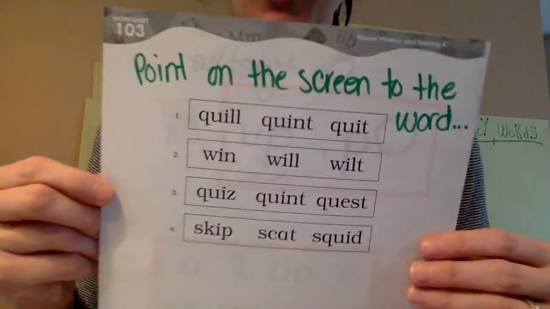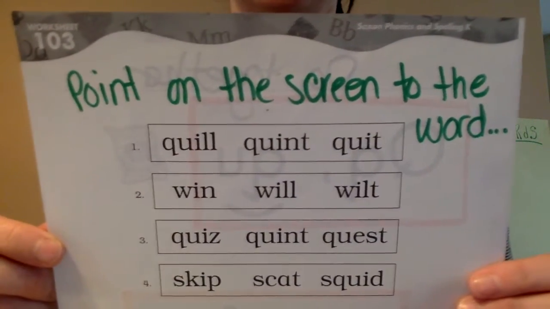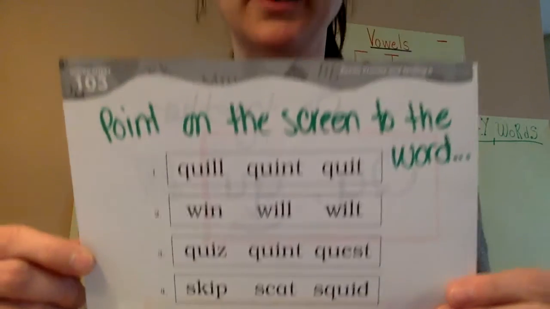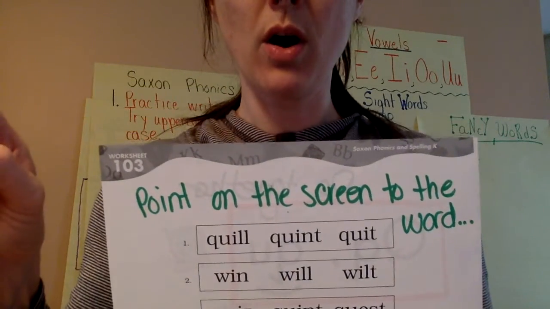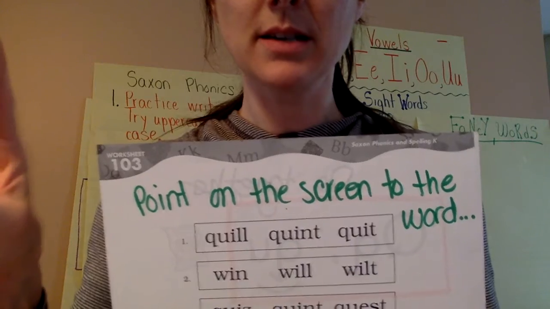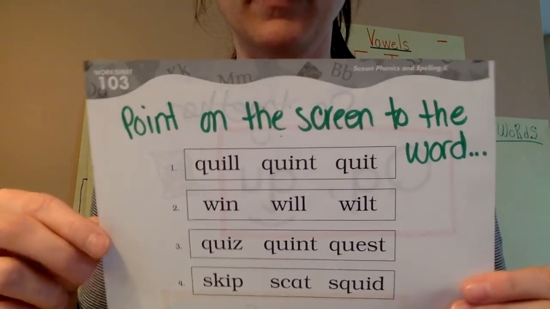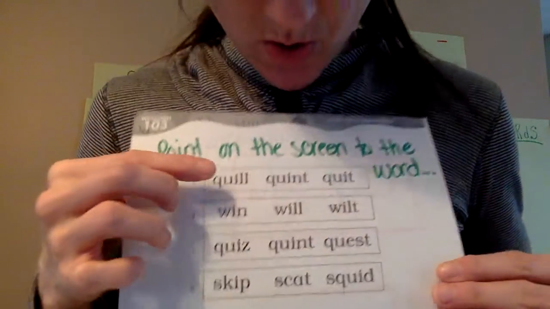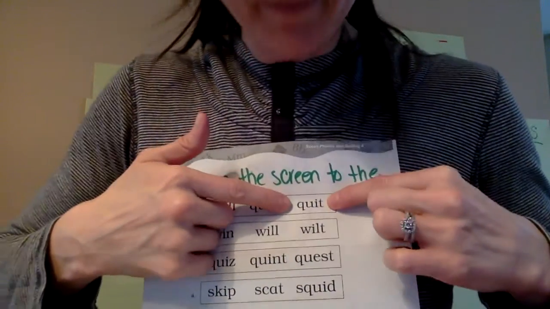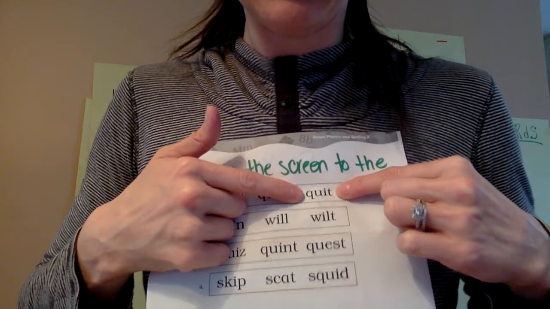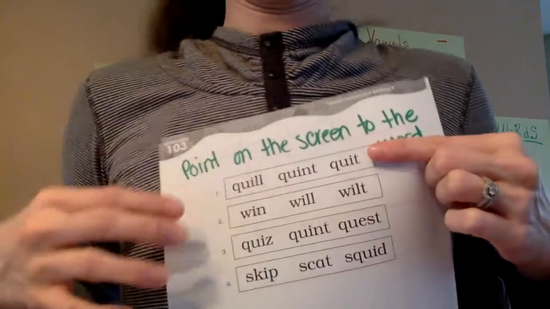So for number 1, you're going to point to one of the words in this box. The first word I want you to point to is quit. So I hear three sounds. I hear qu, I, t, quit. You should have pointed to right here. Quit. Qu, I, t. Okay.